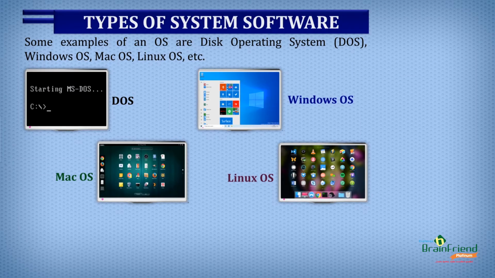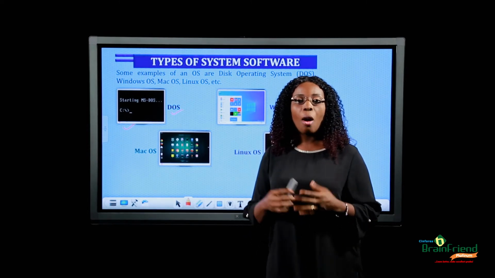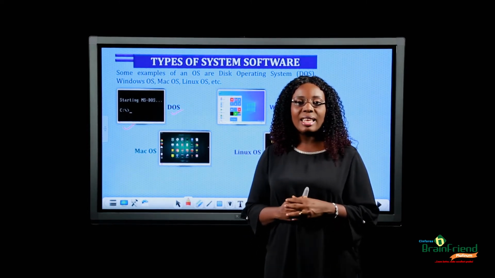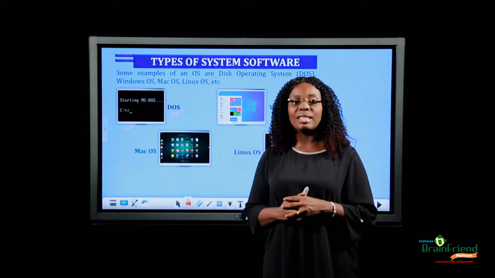Some examples of operating systems are the DOS operating system. As you can see, the environment is text-based. This was the first operating system that was invented. People interacted with the computers using only text. And then, with further developments, more operating systems were invented. These operating systems were not text-based like this operating system.